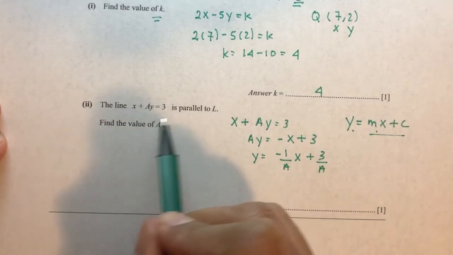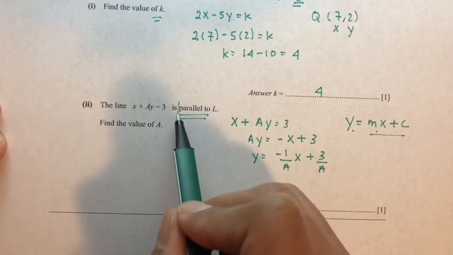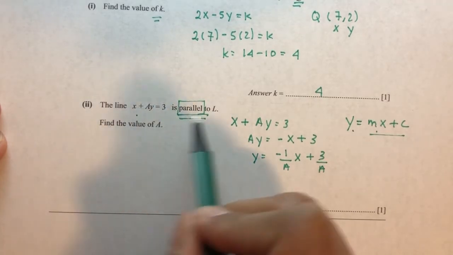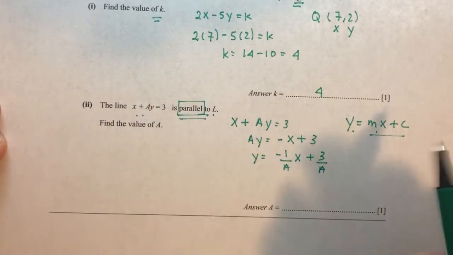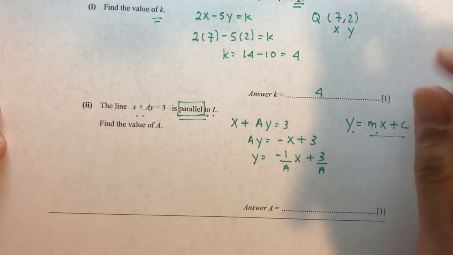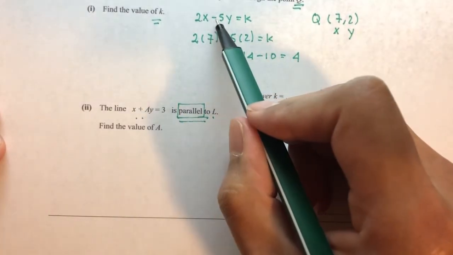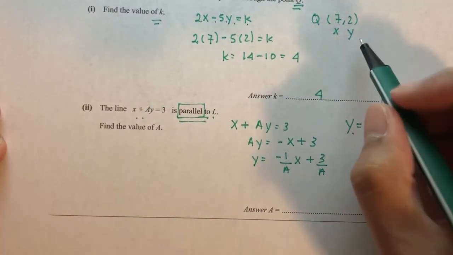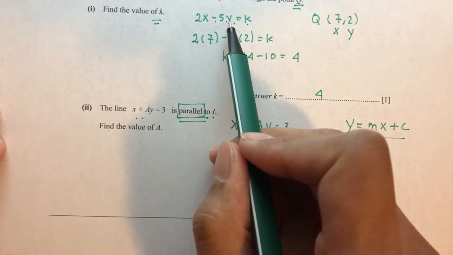So we say the line is parallel to L. This information means that this line and L have the same gradient. So what is the gradient of the line L? As we can observe, the line L has equation 2x minus 5y equal to k. To find the gradient, we have to make y the subject of the formula as well. So let's do that.